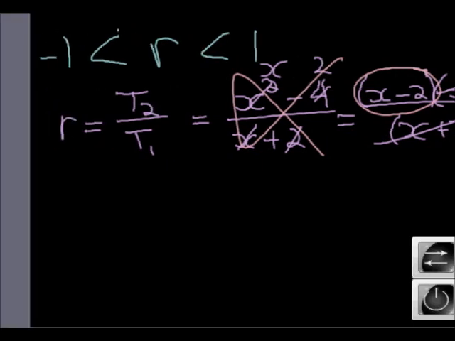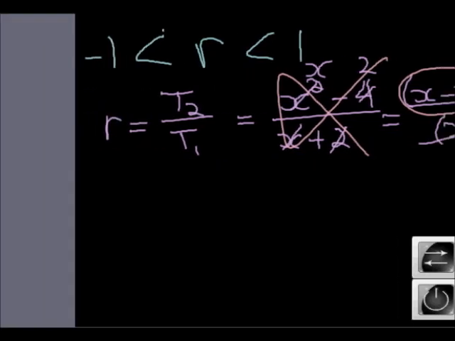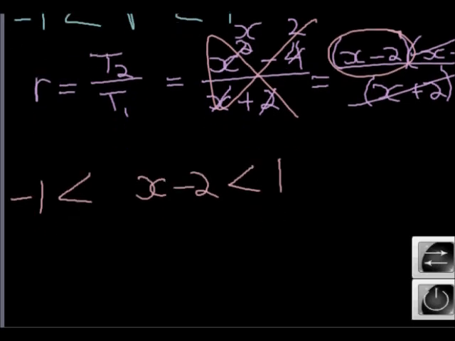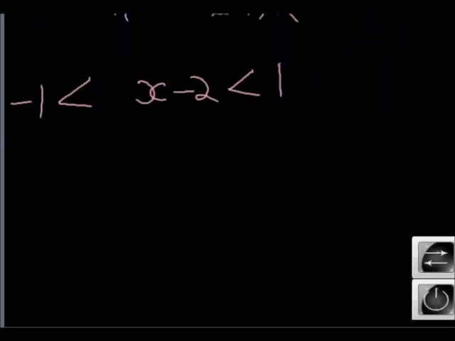Here's our R. So now we just put our R back. So we see R is therefore x minus 2. That is the constant ratio. And x minus 2 must be bigger than negative 1 and smaller than positive 1. And all I need to do now is get x on its own, because they asked me for the values of x. How am I going to do that? Why isn't he on his own? There's a negative 2. What is the opposite of subtracting 2? Adding 2. So I'm just going to add a 2.